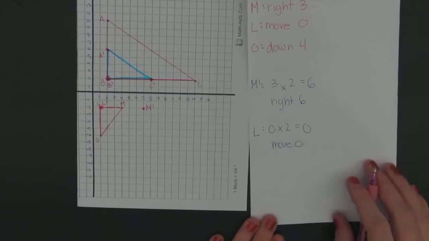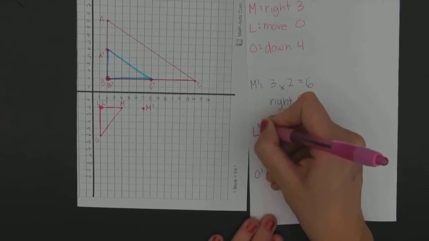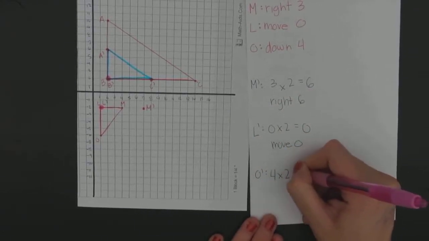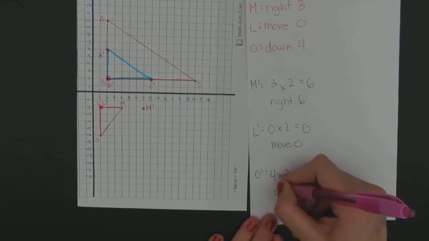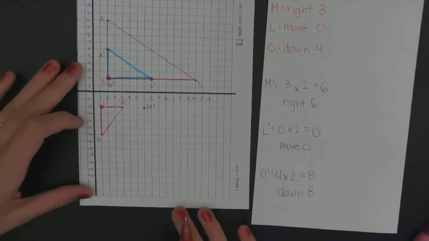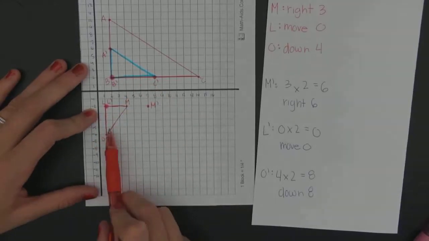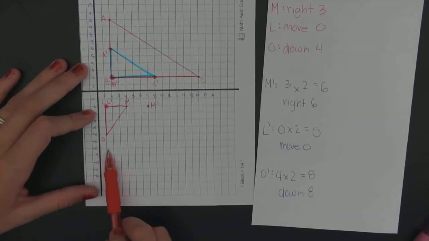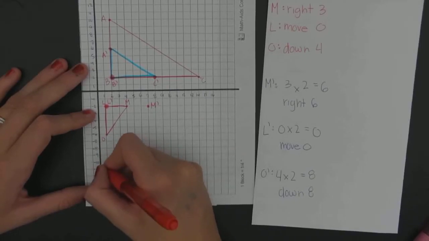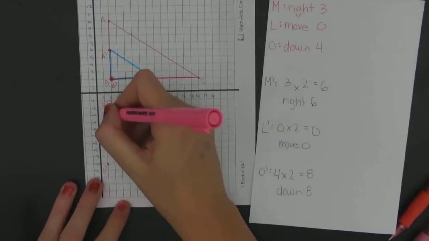And my last one I need to find out about is point O. So O prime said I went down 4, so I'm going to multiply that distance times 2. 4 times 2 is 8, so I'm going to go down 8. So I start at my center of dilation, which is L, and I go down 8. 1, 2, oh, you can't see that very good, 3, 4, 5, 6, 7, 8. And that is O prime. And now I'm just going to connect my shape. I'm going to connect this one in pink for you guys.